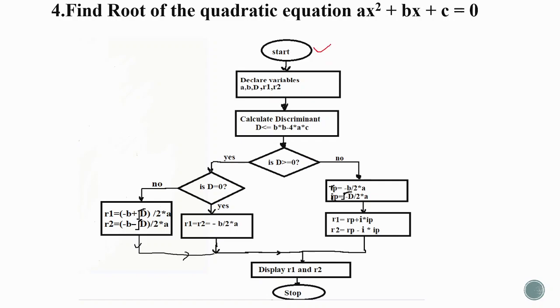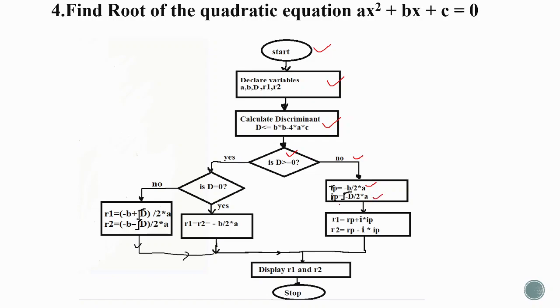This is the flowchart. Starting, then declaring the variables, then calculating the discriminant b square minus 4ac, b into b minus 4 into a into c. Then the decision is on the value of the discriminant. We are checking d greater than or equal to 0. If it is not true, it means d is less than 0. So on the no side, we need to find out the real part and imaginary part, and our real part is equal to minus b by 2 into a. Our imaginary part is equal to root of minus d by 2 into a.